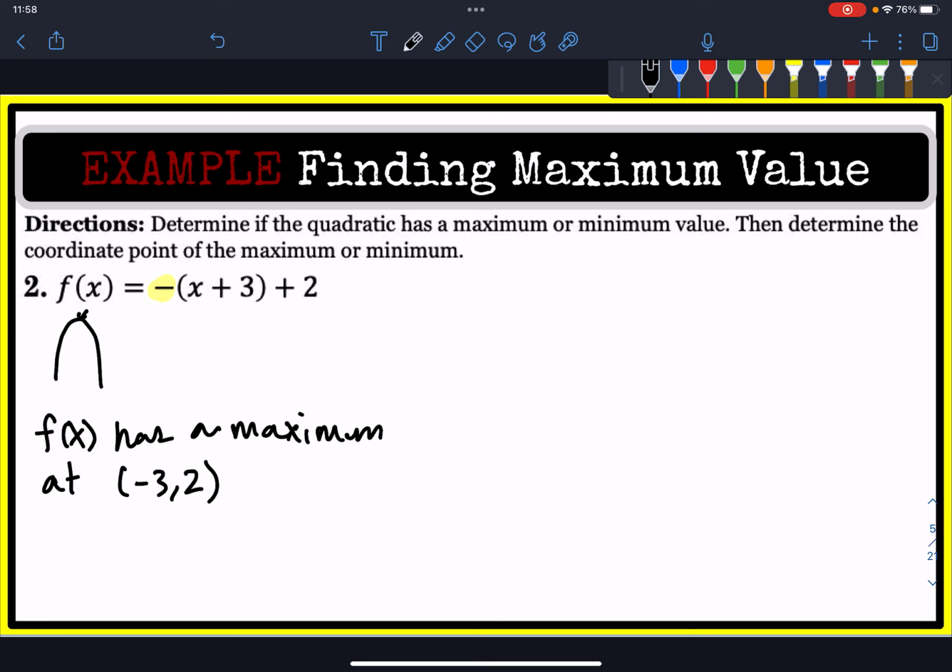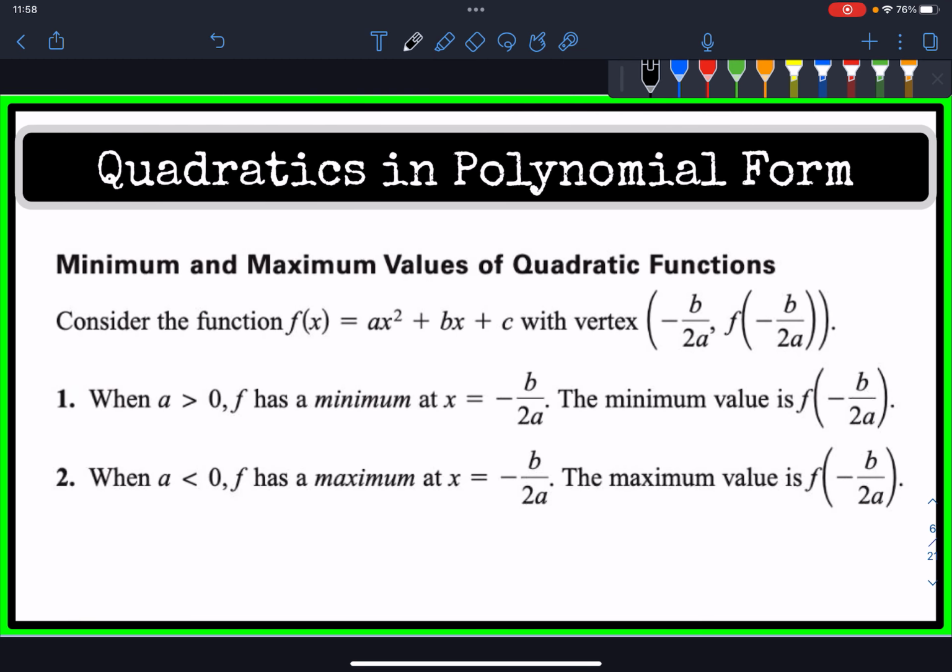Now, it gets more difficult when the quadratic function is not in the standard form, and is instead in this polynomial form, ax squared plus bx plus c. But in order to find the maximum or minimum, we still have to identify the vertex. When our function is written in this format, we find it by first figuring out the x coordinate of our vertex using this formula, where we take the b value, divide it by 2 times the a value, and then get the opposite, multiplying it by a negative.